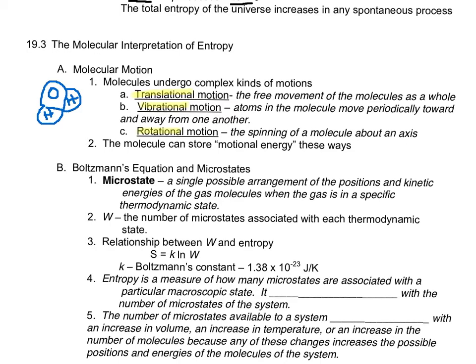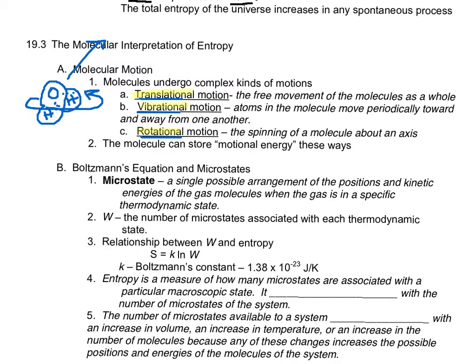Okay, the molecule is going to bounce around, it's going to move around. This is called translational motion. However, the atoms within the molecule are also going to vibrate back and forth towards each other, away from each other. This is called vibrational motion. And the molecule can also rotate around. This is called rotational motion. And all particles have all 3 types of motion.